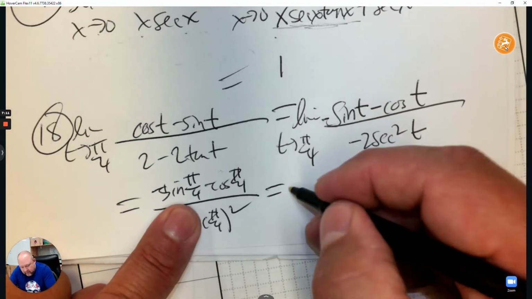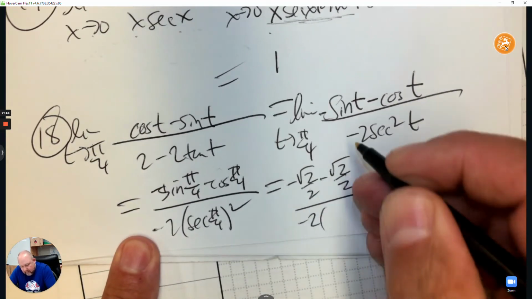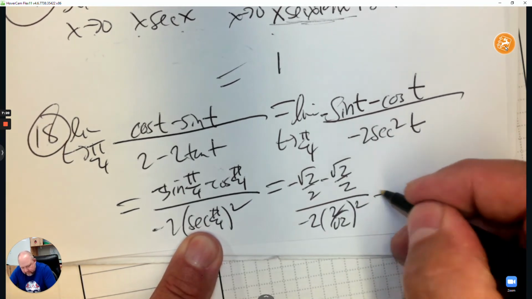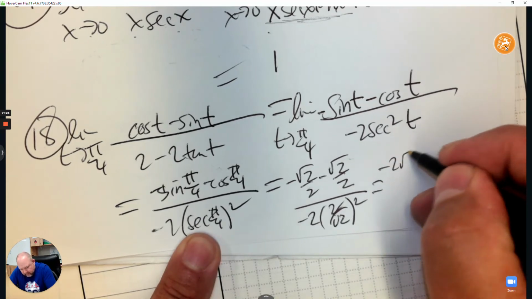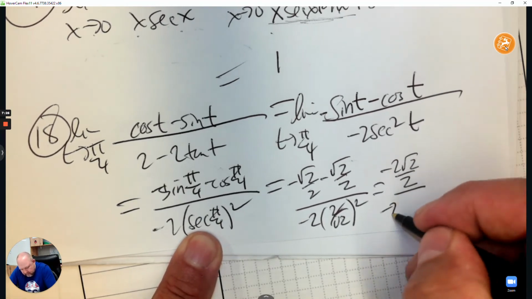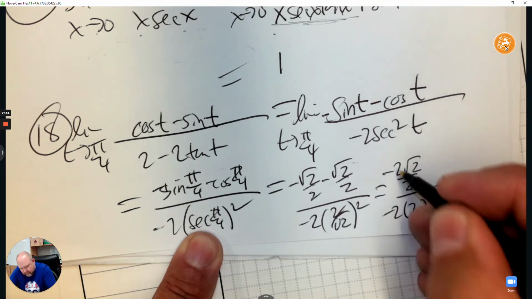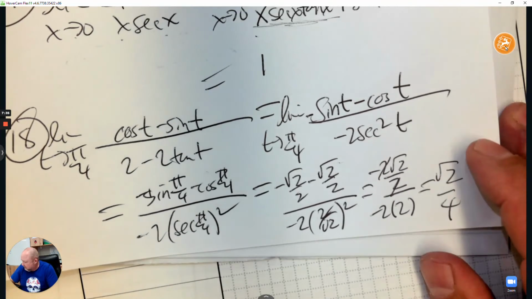Sine at pi over 4 is root 2 over 2. Secant is the reciprocal of that, so it's 2 over root 2, squared. So this becomes negative 2 root 2 over 2. This becomes negative 2 times, that's 4 divided by 2, which is 2. These cross out. 2 negatives become positive, so the answer is root 2 over 4.